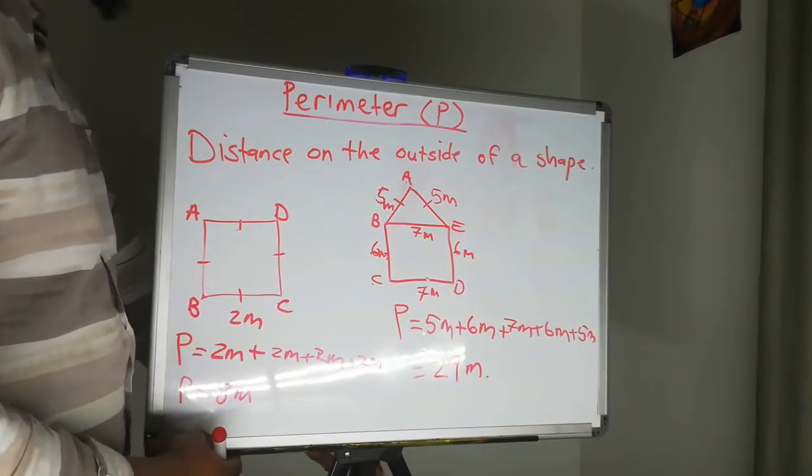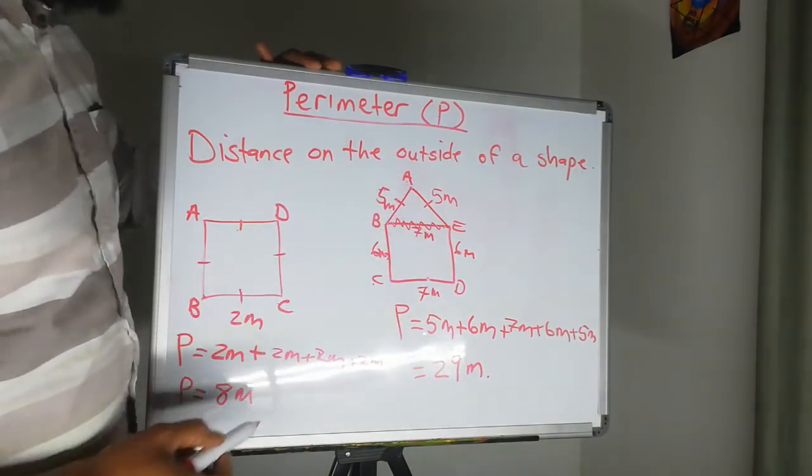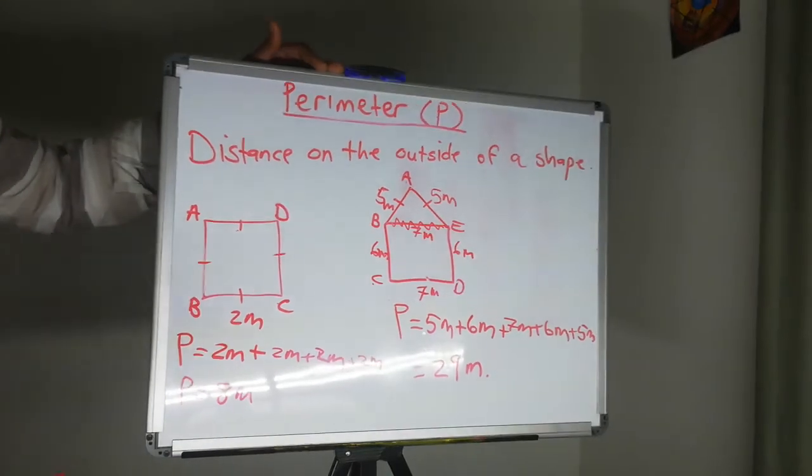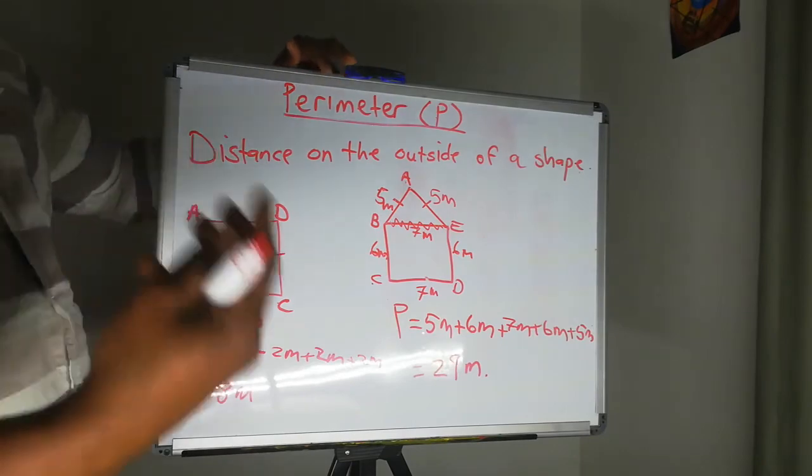Now you will have noticed that we did not take this into account. And the reason for that is because it lies on the inside of the shape and not on the outside.